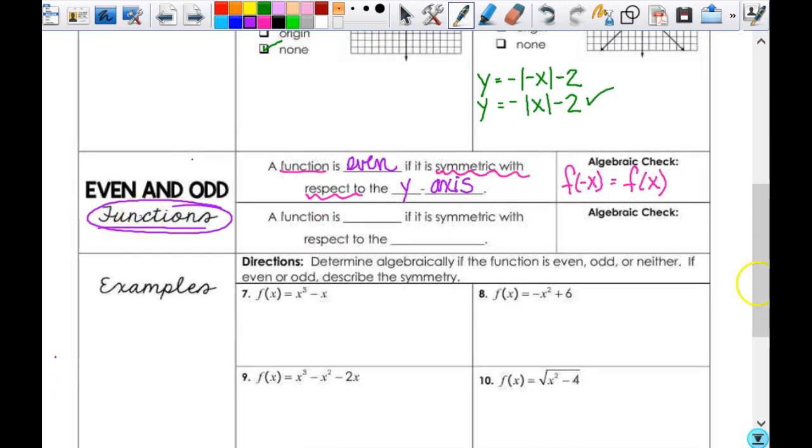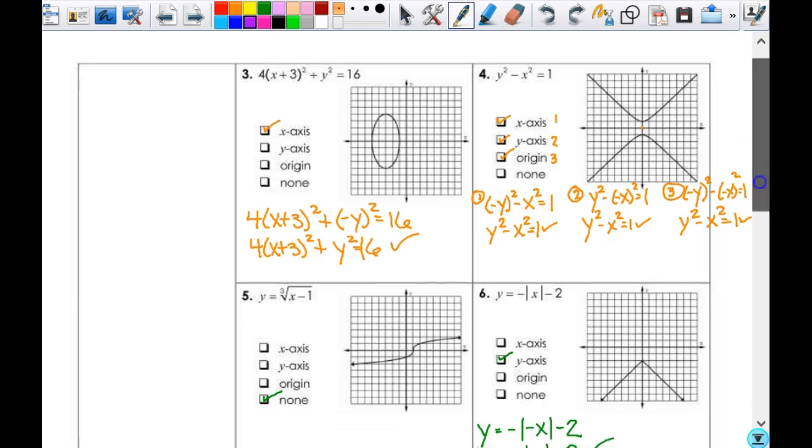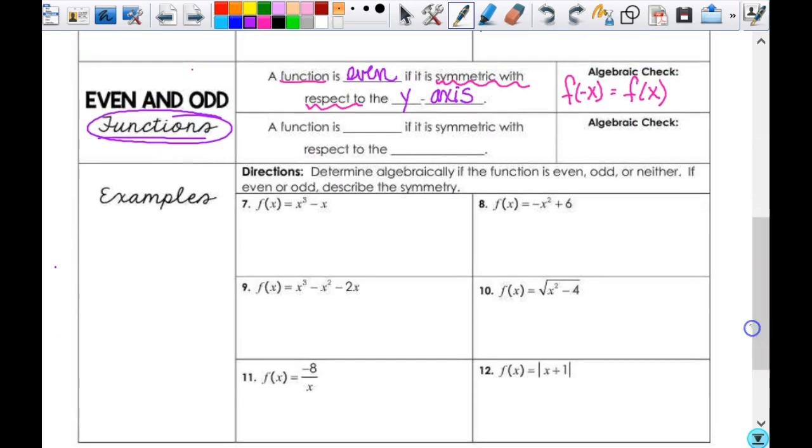A function is even. So this is not an even function because it's not a function, right? If you got all three, you're not a function, all right? So it's not just about y-axis symmetry. That's why we're talking about it separately. It's about being a function with y-axis symmetry, okay? So there you go.